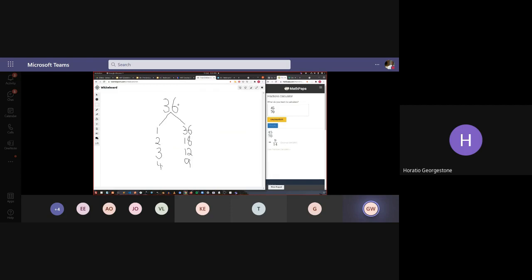Does it divide by 5? No, because it doesn't end in a 5 or a 0. Does it divide by 6? Yes, anything that divides by 2 and 3 is divisible by 6, because 6 is 2 times 3. And hopefully you would know that 6 times 6 is 36.